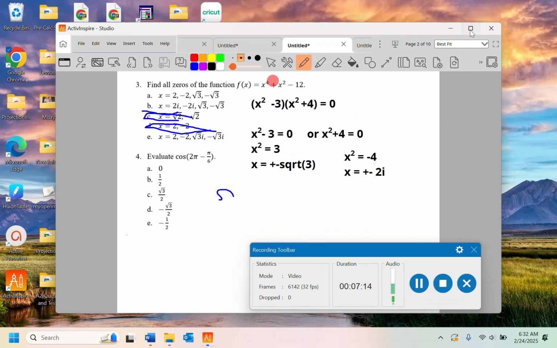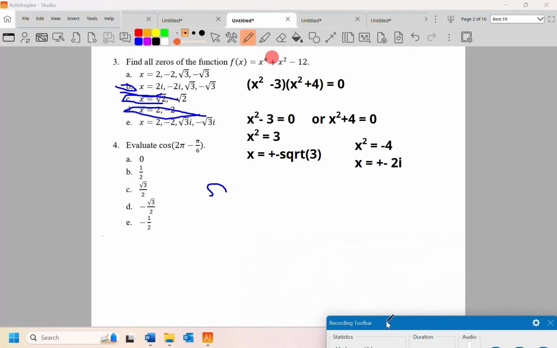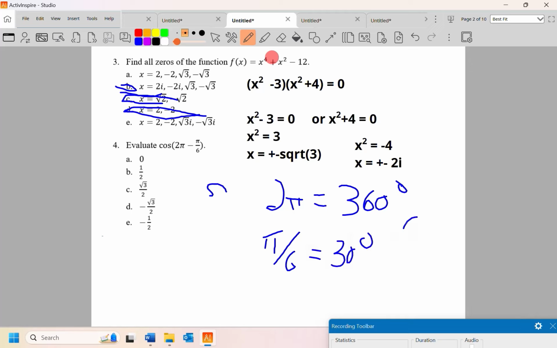All right, let's try this again. So anyways, on the last one, it was choice B. So when I do 4, I'm going to make 2 pi 360 degrees. I know that pi over 6 is 30 degrees, and you guys do too because you memorize your unit circle. So this becomes the cosine of 330 degrees because 360 minus 30 is 330.